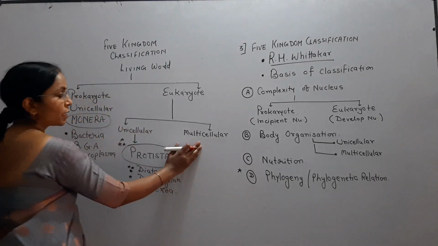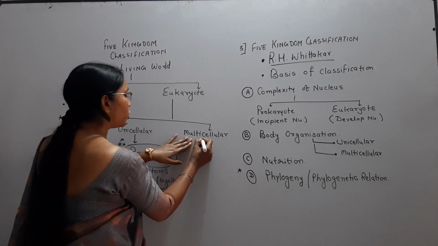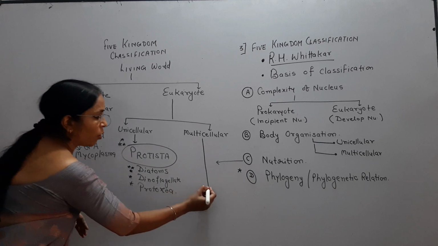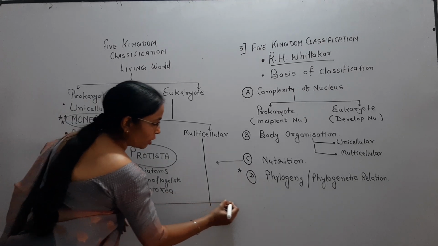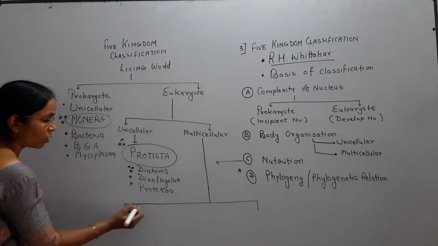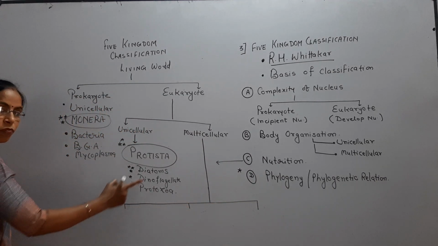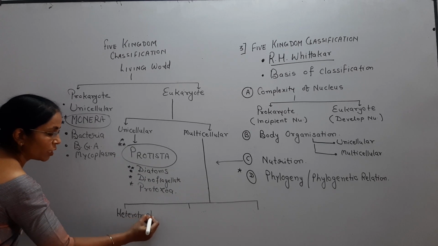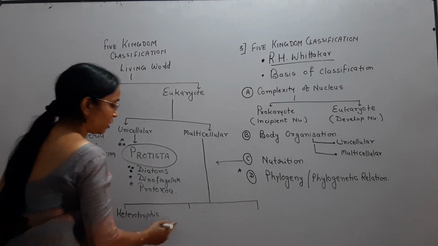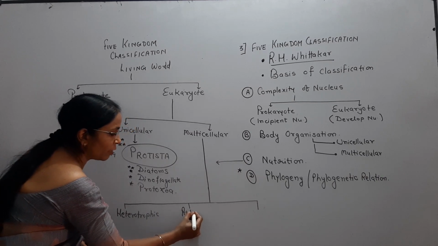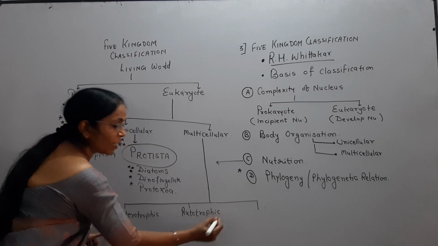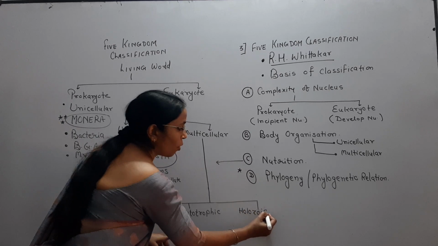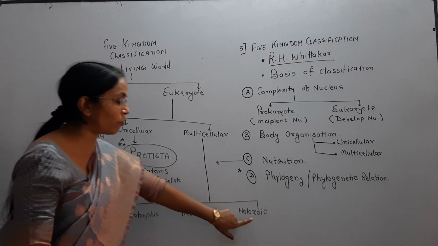Now we come towards the next, multicellular organization. For division of a multicellular organization, we use the third criteria. That third criteria is nutrition. On the basis of nutrition, the multicellular eukaryotes are further divided into three kingdoms. So first you see the mode of nutrition. The first mode is heterotrophic. In this all the heterotrophic and non-chlorophyllous individuals are included. Secondly, autotrophic living beings are placed in Plantae. And the third mode is the holozoic mode of nutrition. So heterotrophic, autotrophic and holozoic.